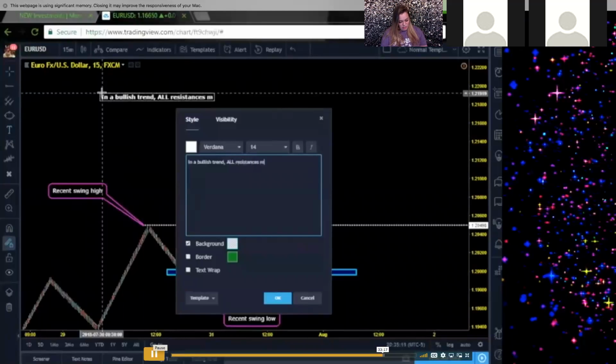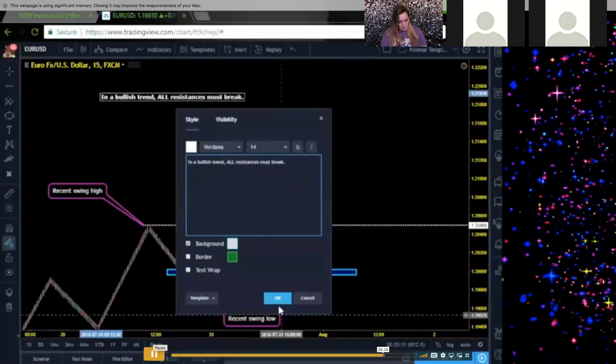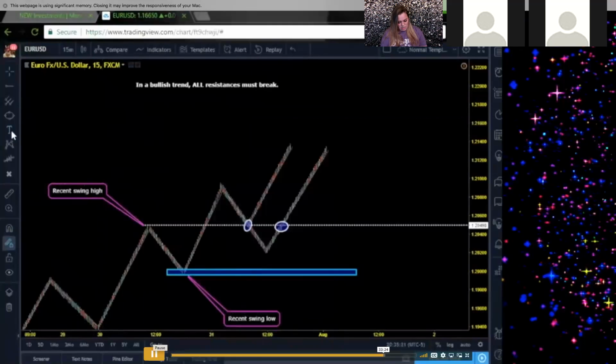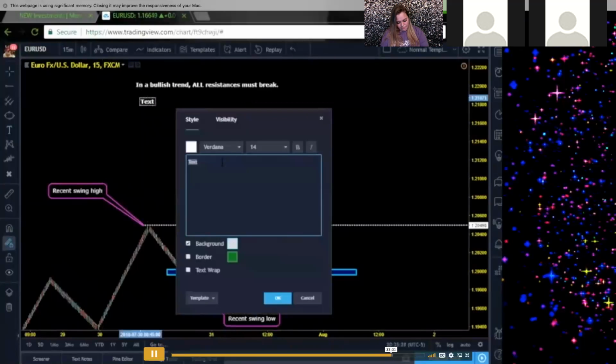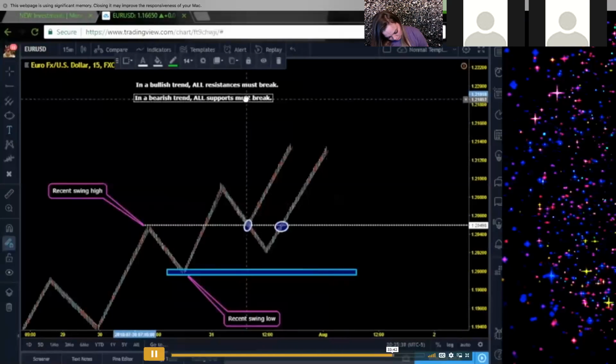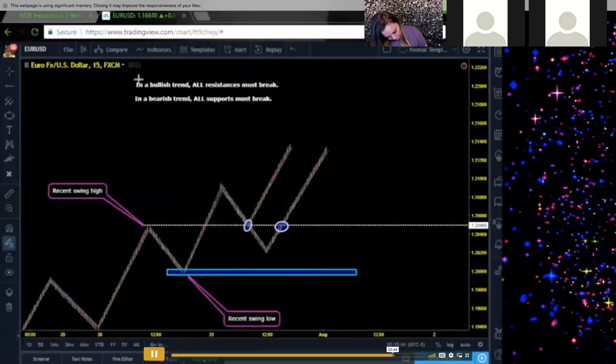Resistances must break. Write this down. In a bullish trend, all resistances must break. How else are you going to continue to go up? They're going to break. In a bearish trend, all supports must break. How else are you going to go down? So guys, if you're going down, why are you trying to buy at every support? Doesn't make any sense. It's going to break every single time unless it's time for reversal.